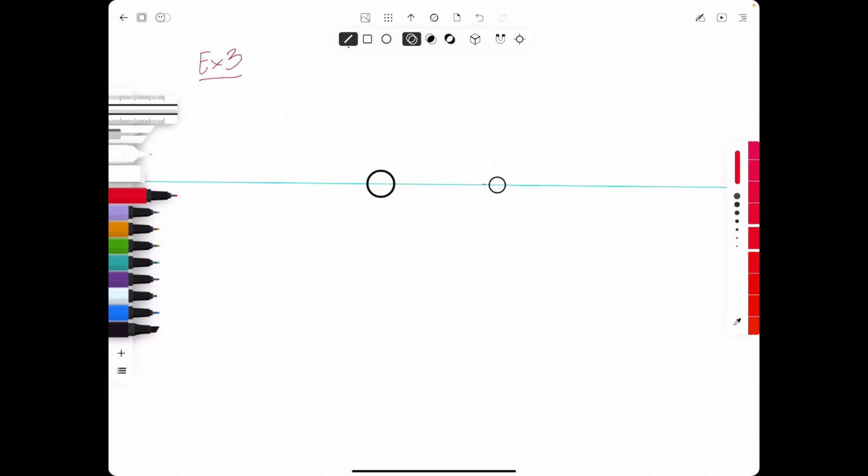I'll do that. So 0, 120, and then 270, I think. Is that right? 360 divided by 3 is 120. What's 360 take away 120? 240.